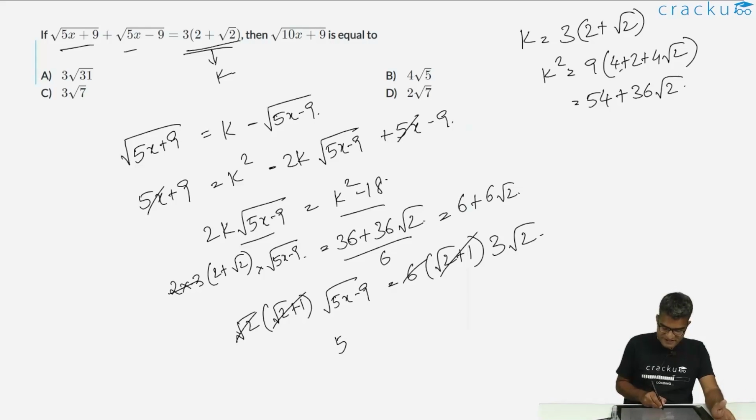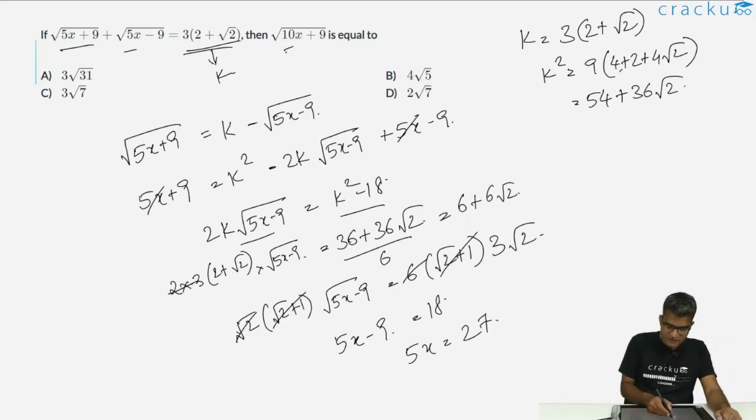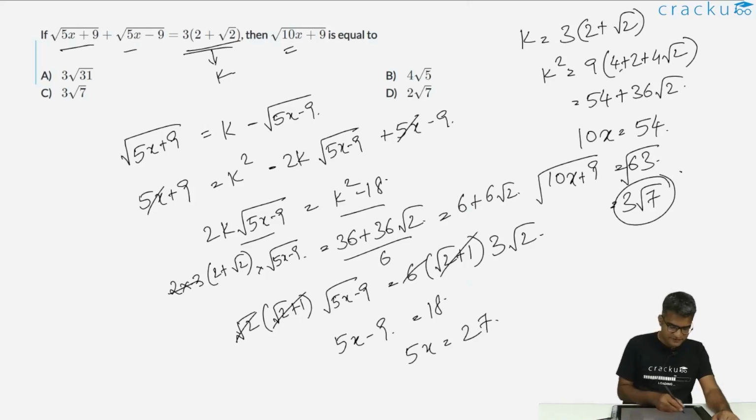The value of 5x minus 9 is the square of 3 root 2, which is equal to 18. Or the value of 5x is equal to 27. Or the value of x is 27 by 5. So what is the value of 10x? 10x will therefore be equal to 54. 10x plus 9 will be equal to 63. So square root of 10x plus 9 is square root of 63, which is equal to 3 times square root of 7, which is option C.